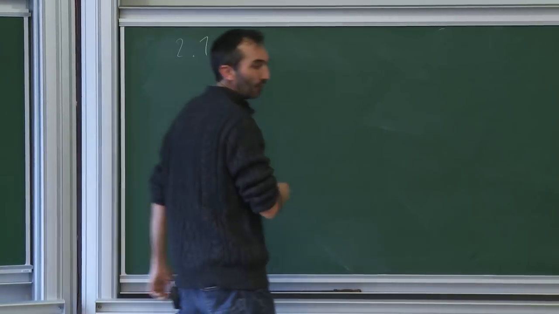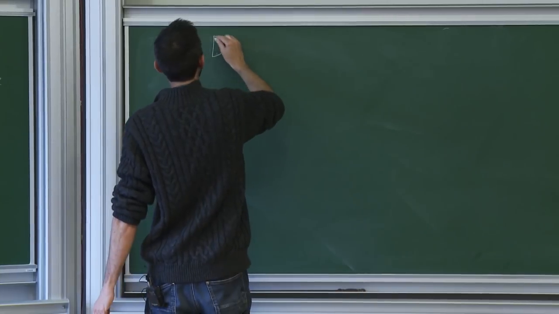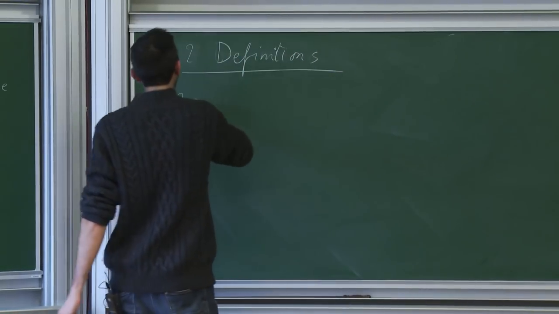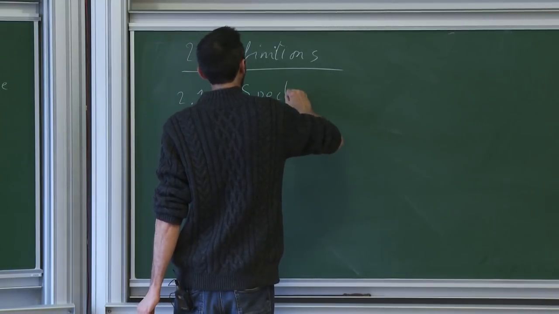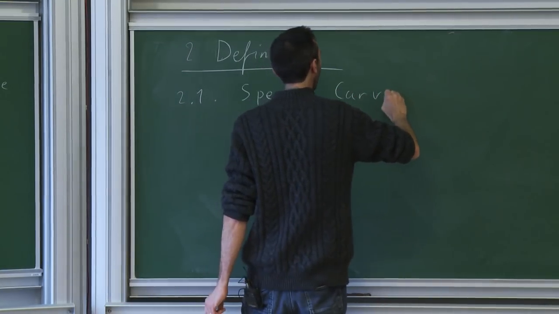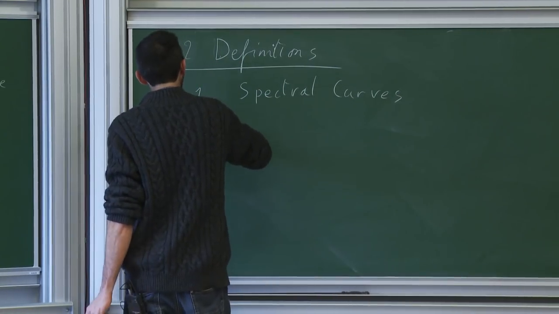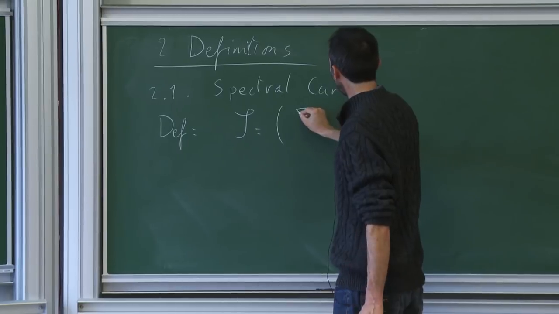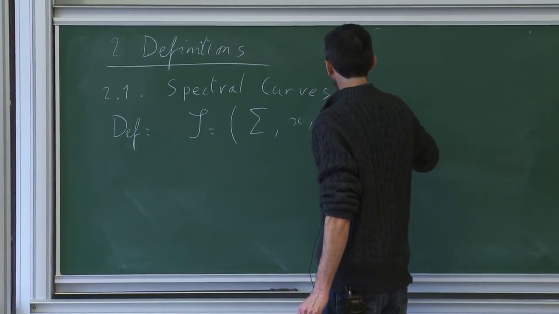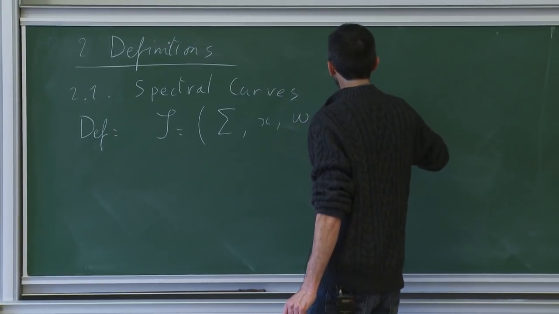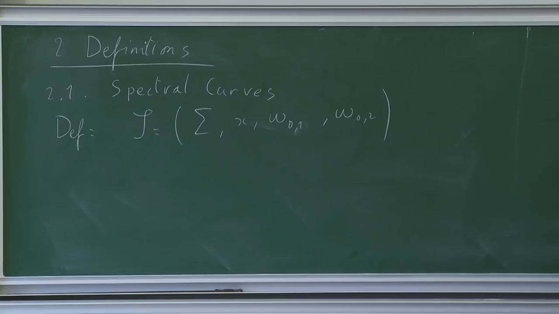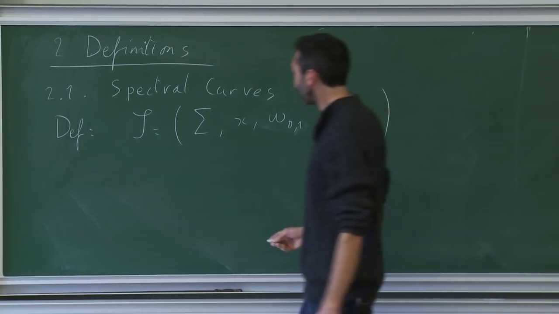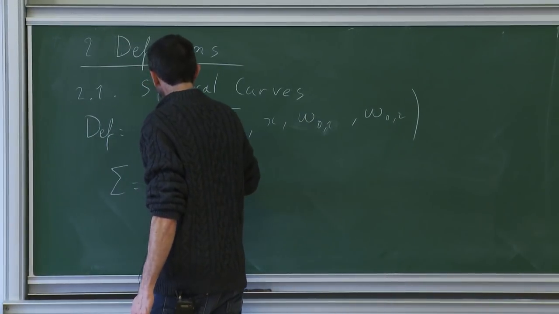So 2.1. So this will be my part two, two definitions. And so 2.1 will be spectral curves. So my definition will be that a spectral curve, S equals spectral curve, will be the data of a Riemann surface, omega 0,1 and omega 0,2. So a spectral curve will be the data of four things. Okay. Sigma is a Riemann surface.